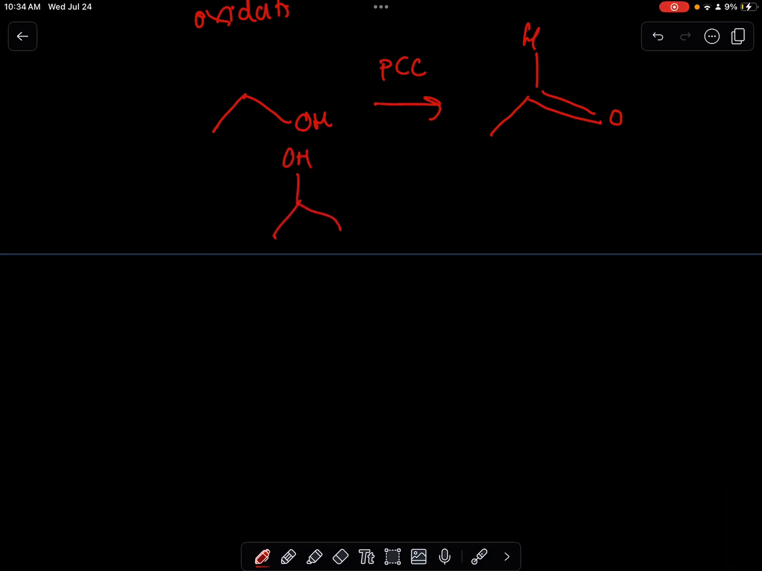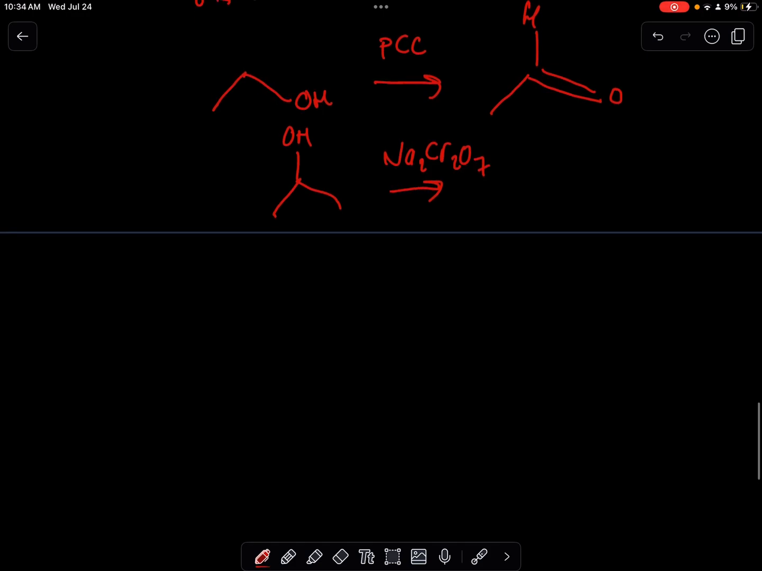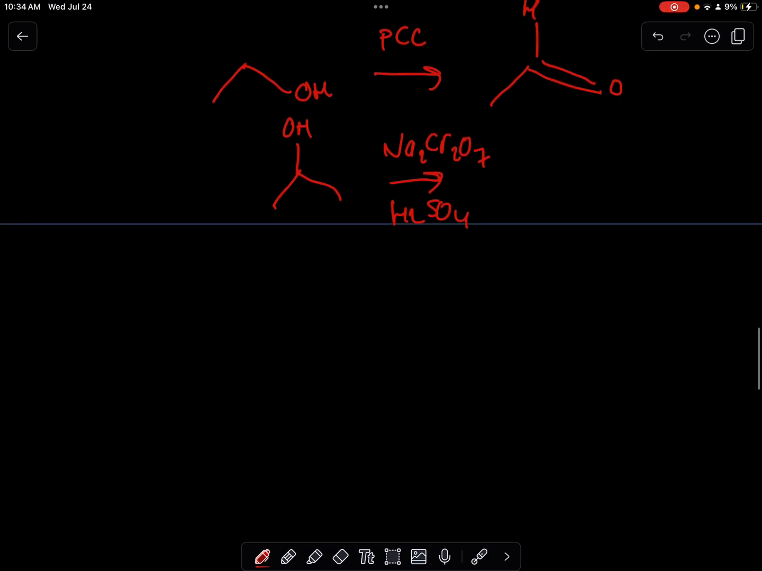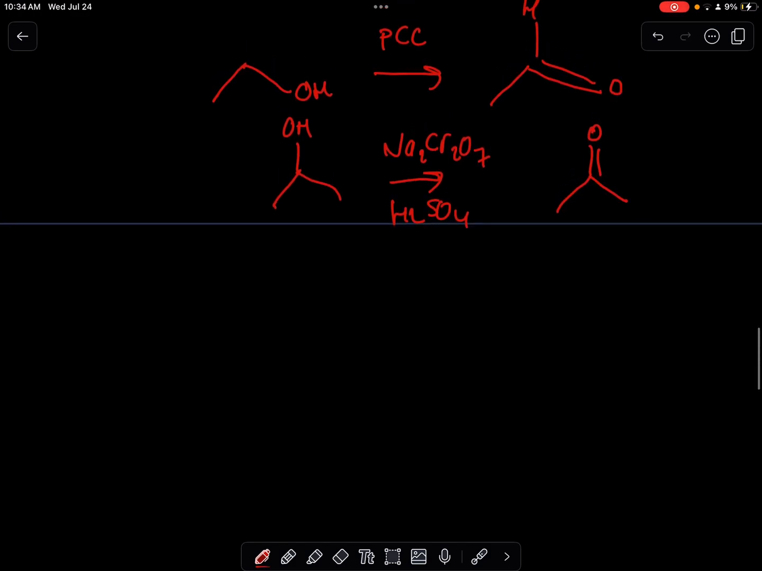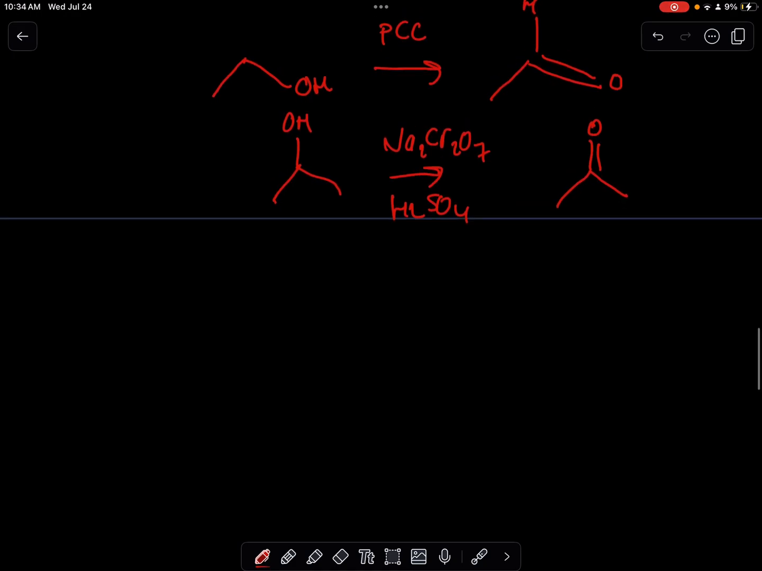Now, another reagent we can use to oxidize alcohols is Jones reagent, which is sodium chromate, and it's an acidified solution. So in the presence of these, what we get is this. We get the oxidation of a secondary alcohol into a ketone.